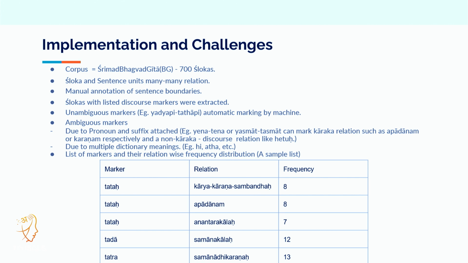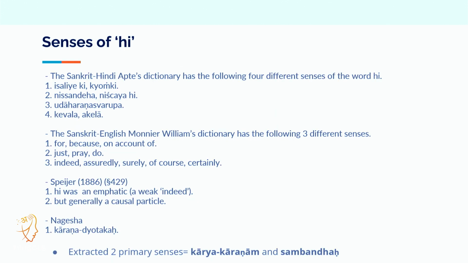So for example, tataha is the marker, and it can mark 3 different relations such as karya karana, apadana, and anantara kalaha. And the frequency distribution is quite similar. And the markers tada and tatra only represent one relationship respectively, samana kalaha and samanadhikarana, and they have 12 and 13 occurrences each. Next slide, please.